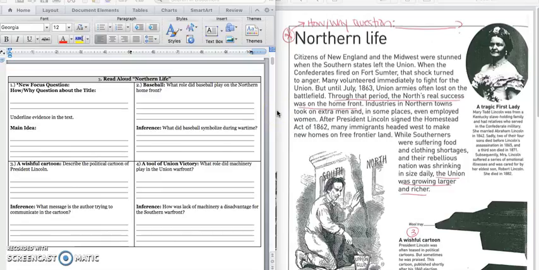It says, through that period, the North's real success was on the home front. Industries in northern towns took on extra men, and in some places even employed women. After President Lincoln signed the Homestead Act of 1862, many immigrants headed west to make new homes on free frontier land.